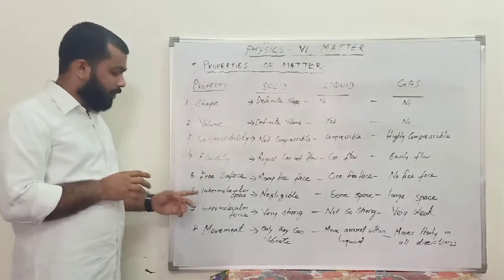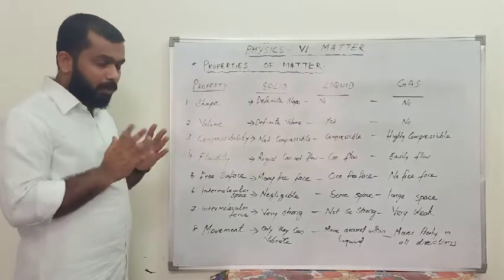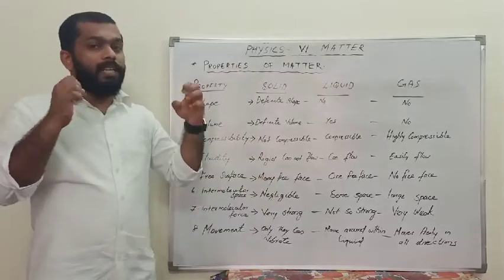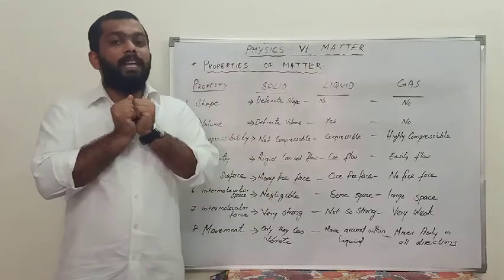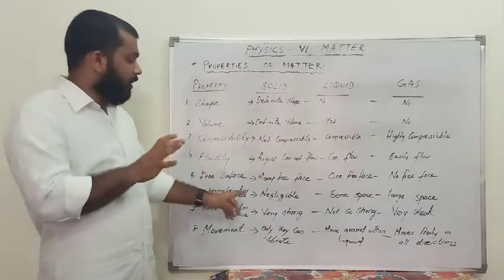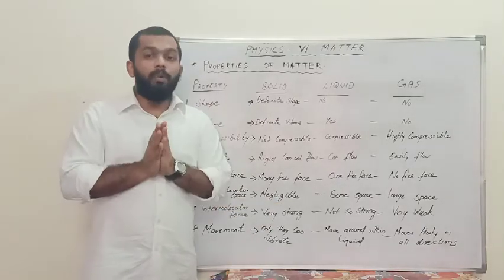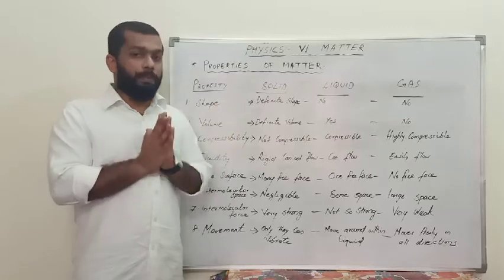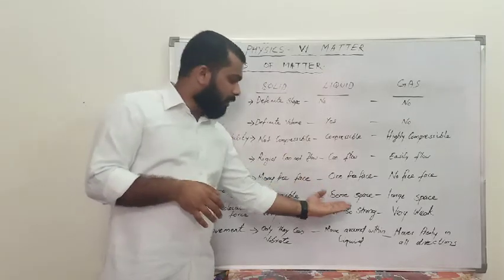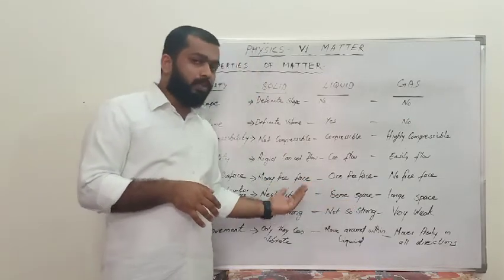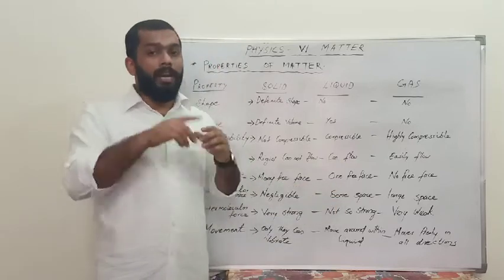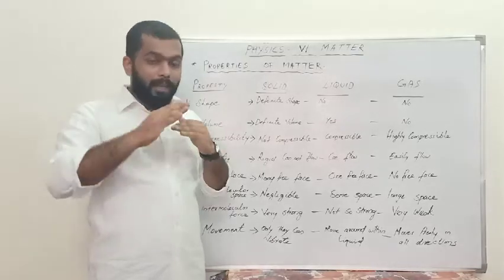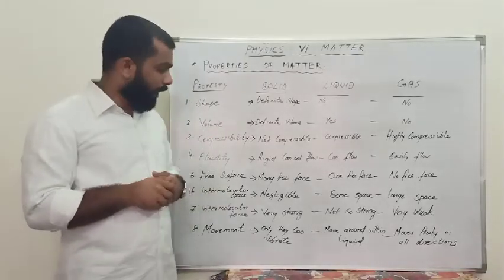What is intermolecular space? Already I said it is the space between the molecules. Regarding solids, these molecules are tightly packed. Since these molecules are tightly packed, we are neglecting that space. That means negligible intermolecular space, or we can say that there is no intermolecular space. Then in the case of liquids, comparing with the solid, some space will be there, and that's why they are able to flow, but they are able to flow only within the liquid. They are not able to flow outside.